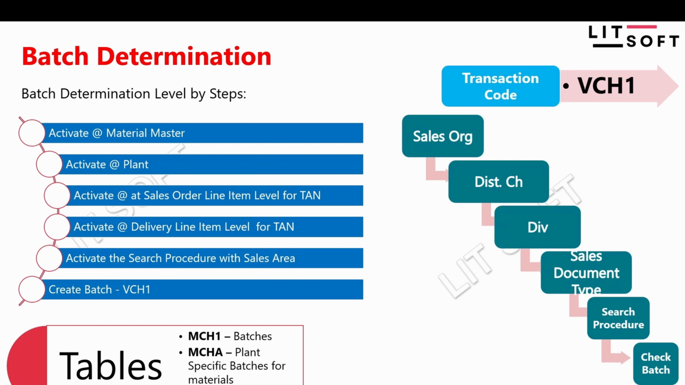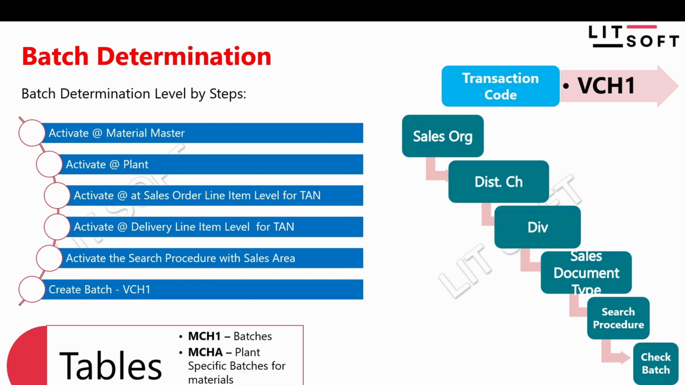Then second is at the sales order line item level, for the item category you are going to activate it. Then the delivery line item level for the item category. Then activate the search procedure with the sales area. Then create batch using VCH1: you will create and assign the search procedure, sorting and all that stuff. You can do that in VCH1, and you will determine the batch.